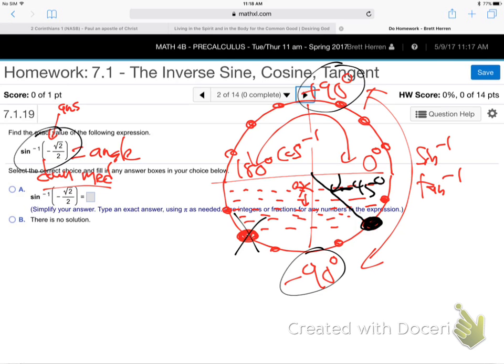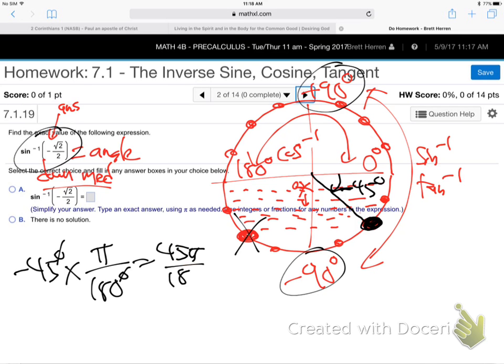Let's convert it. So negative 45 degrees. What do you do? You put the 180 down below because you want to get rid of degrees, right? So you get 45 pi over 180. This goes in there 4 times. Use your calculator. Pi over 4. Negative pi over 4. Does that make sense? The answer is negative pi over 4. Questions I can answer?